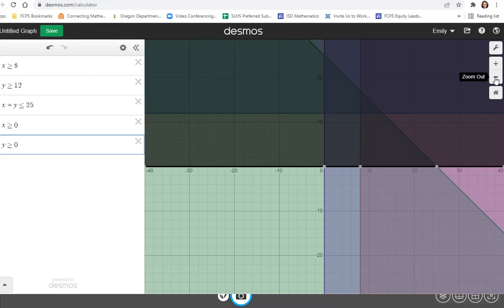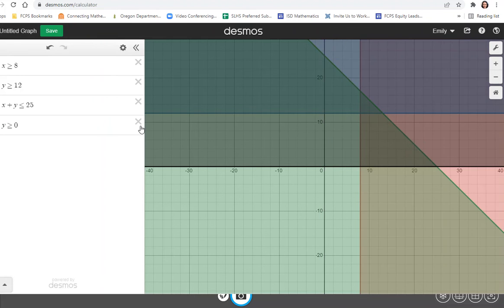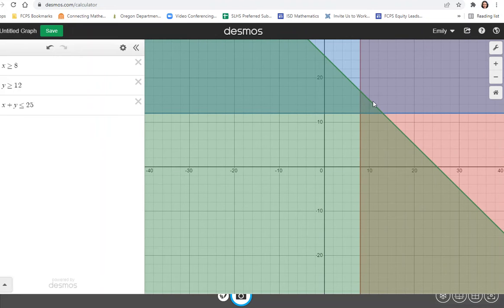All right, so which area do you think we're looking at here that's shaded by everything? The little triangle in here. I was thinking it might be that little triangle there. It might be. Because the Y has to be greater than 12, so that's there. The X has to be greater than 8, that's there. You know what? I didn't actually need the greater than 0 ones, because I already had X greater than 8, so I'm going to get rid of them. You can see the triangle a little bit better.